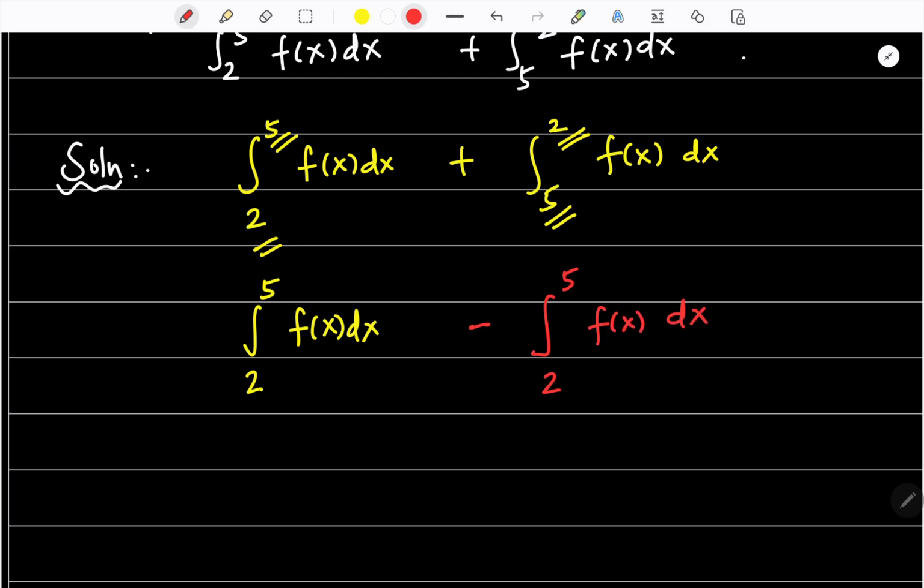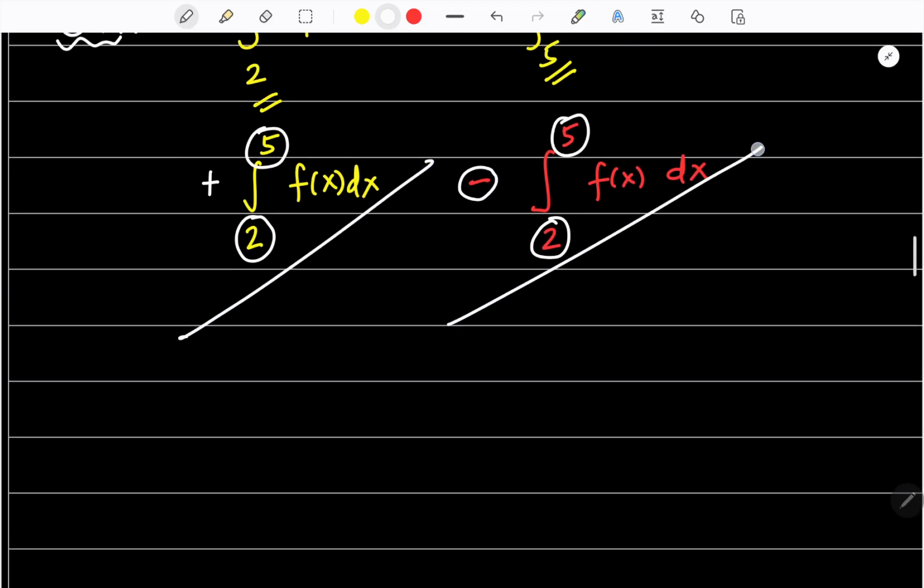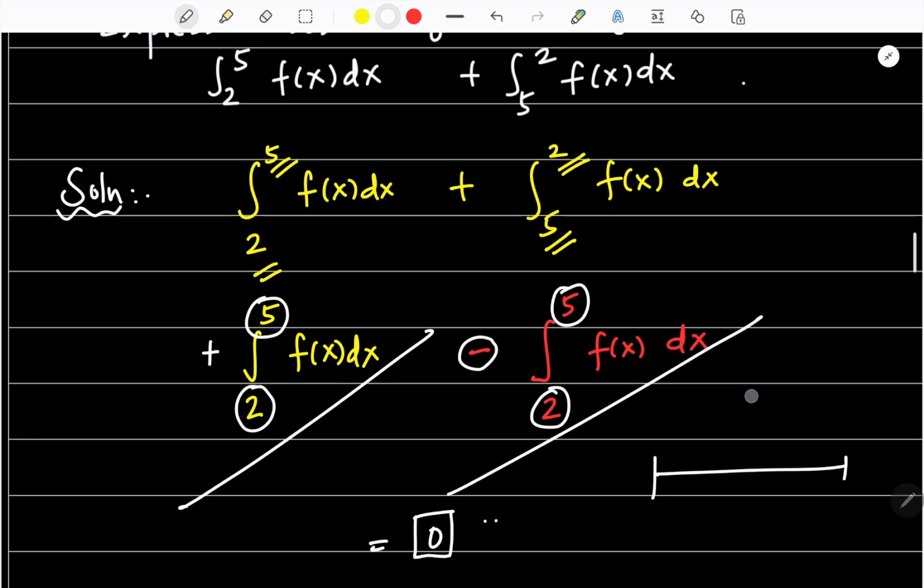Now what to do? Look here. There is a 2 to 5 and there is a 2 to 5. Same numbers, one with plus and one with minus. What happens? It gets cancelled. So finally it's equal to 0. Or you can also do a direct answer. How? I'll tell you. What are the numbers you have here? This is 0 for example, this is 2, this is 5. Only these numbers. So you are going 2 to 5 first, and again you are coming 5 to 2. So automatically you will get 0. You can write the answer directly. No problem.